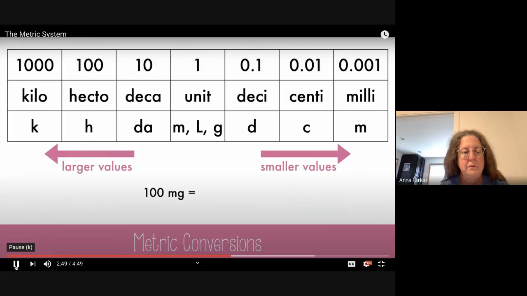Let's say you had 100 milligrams and you wanted to know how many grams this was. First, you look at the prefix. It's milli. So we're going to start from milli and move to the left until we get to grams. We have to move it 1, 2, 3 times. This means we need to move the decimal point 3 places to the left.